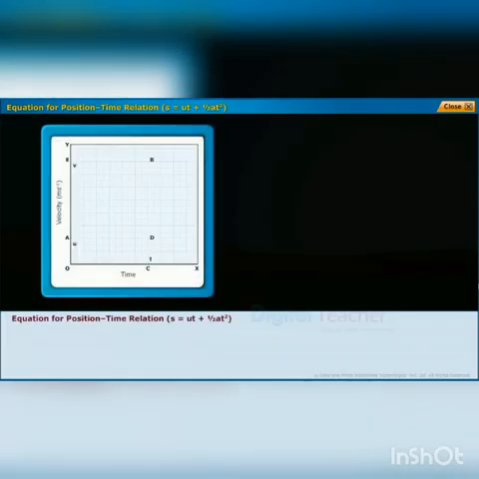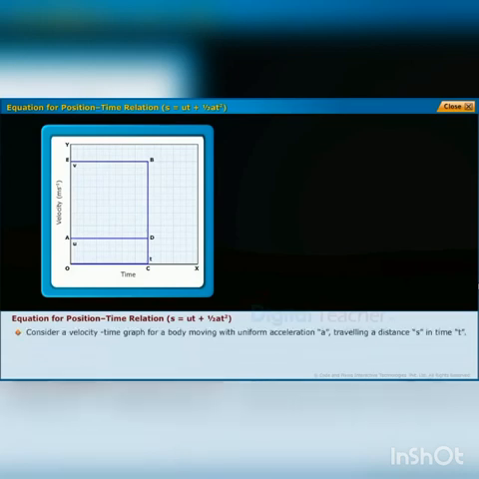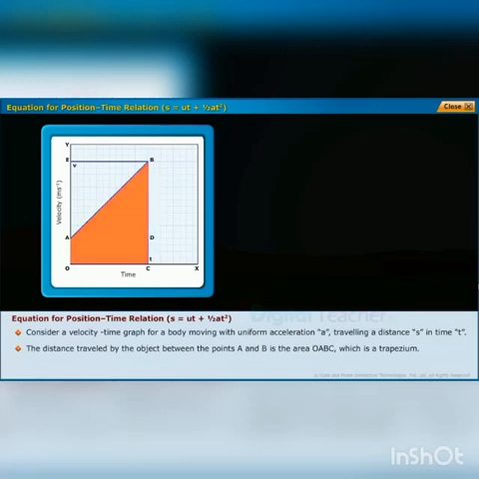Equation for position time relation. S equals UT plus half AT square. Consider a velocity time graph for a body moving with uniform acceleration a travelling a distance s in time t. The distance travelled by the object between the points A and B is the area OABC, which is a trapezium. That implies S equals the area of OABC.